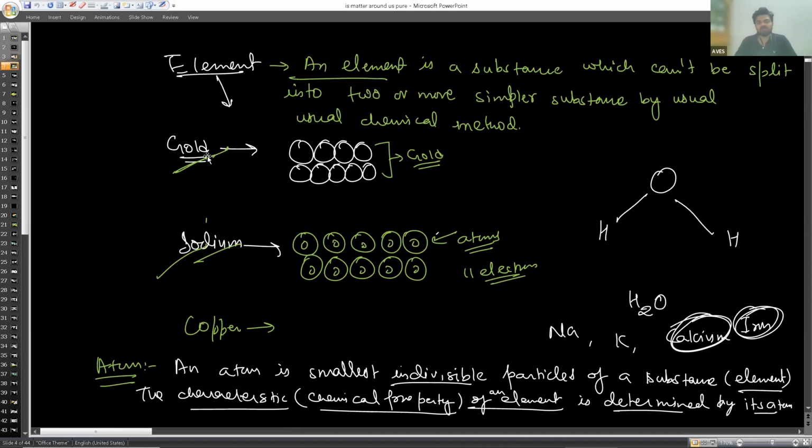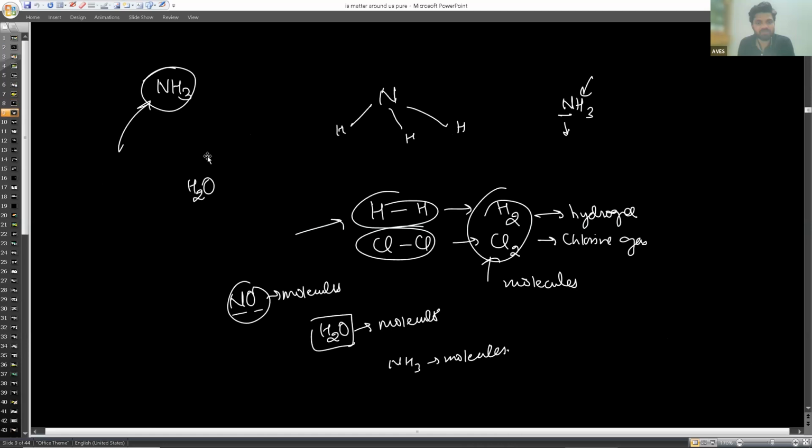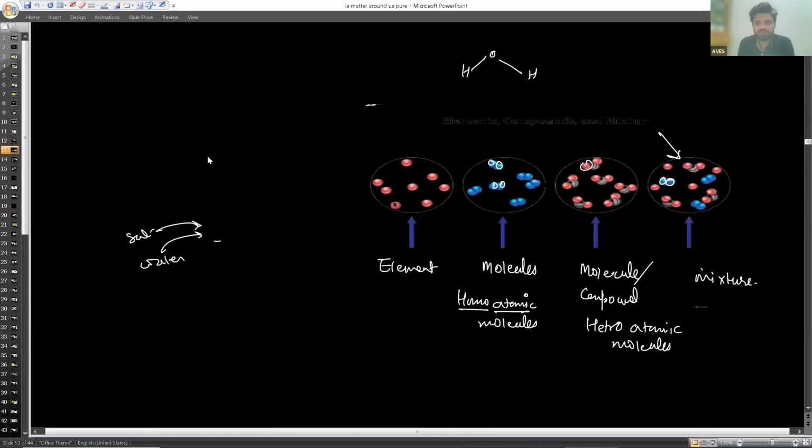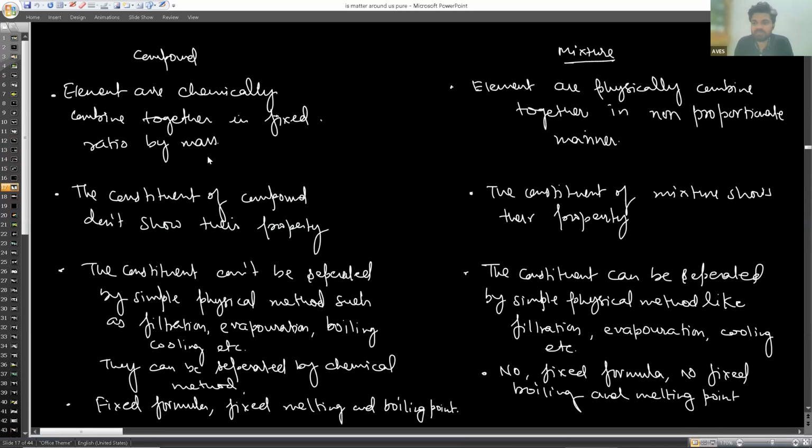Here we have discussed the difference between elements, what are elements, and what are atoms. Today we shall discuss the types of mixtures, homogeneous mixtures and heterogeneous mixtures. Have you noted the difference between compounds and mixtures?